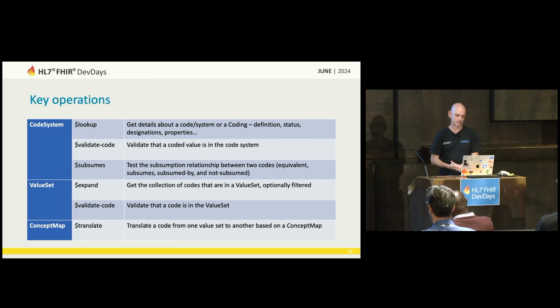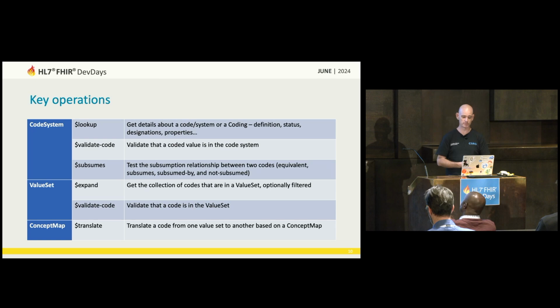So the key operations, so these are the three resources we just looked at. So code system has the lookup operation, which is about telling you about a code. So you can look up a code in a code system, and you'll find out things like its definition, its status, designations, other properties, that sort of thing. You can use the validate code operation, which will tell you if a code is valid in that code system. Validate code also exists on value set, which is telling you whether it's in the value set that you're talking to, as opposed to whether it exists in the code system.